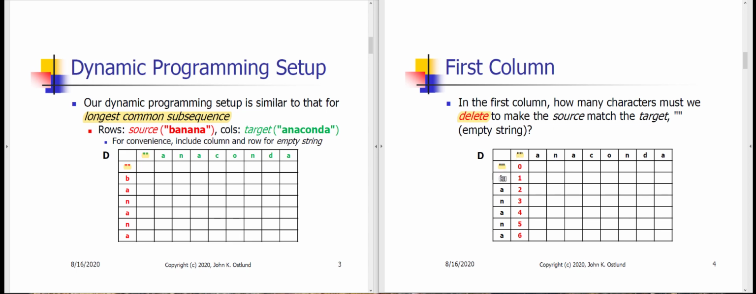On the other hand, if the source string prefix has a B in it, then in order for that to be transformed into the empty string, we would have to delete the B, so that's one deletion operation. Similarly, if we have BA, we're going to have to delete 2 characters to transform that into the empty string, and so forth. So if we have as our prefix of the source string the entire string banana, we're going to end up having to do 6 delete operations to make that source string look like the empty string target.